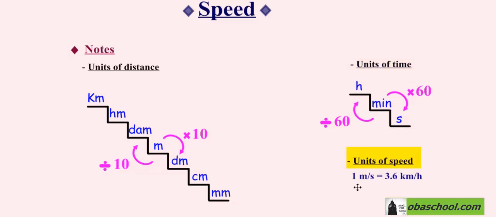As for the units of speed, instead of converting distance from kilometers to meters and time from hour to seconds, we can directly convert from meters per second to kilometers per hour through multiplying by 3.6, and the opposite, from kilometers per hour to meters per second, we divide by 3.6. There's also another unit for the speed that is not in the metric system, but we should be familiar with it, which is mile per hour. To convert from mile per hour to kilometer per hour, we have to multiply by 1.6.